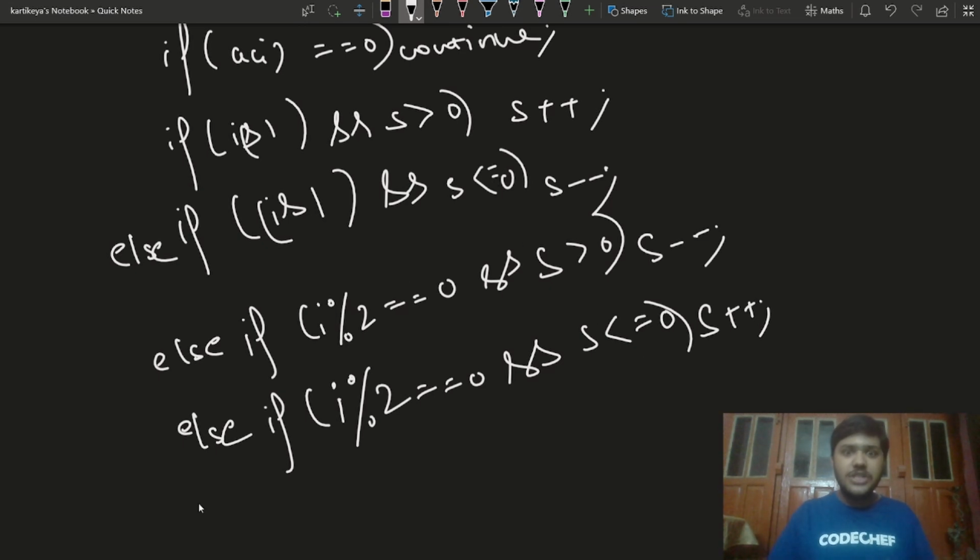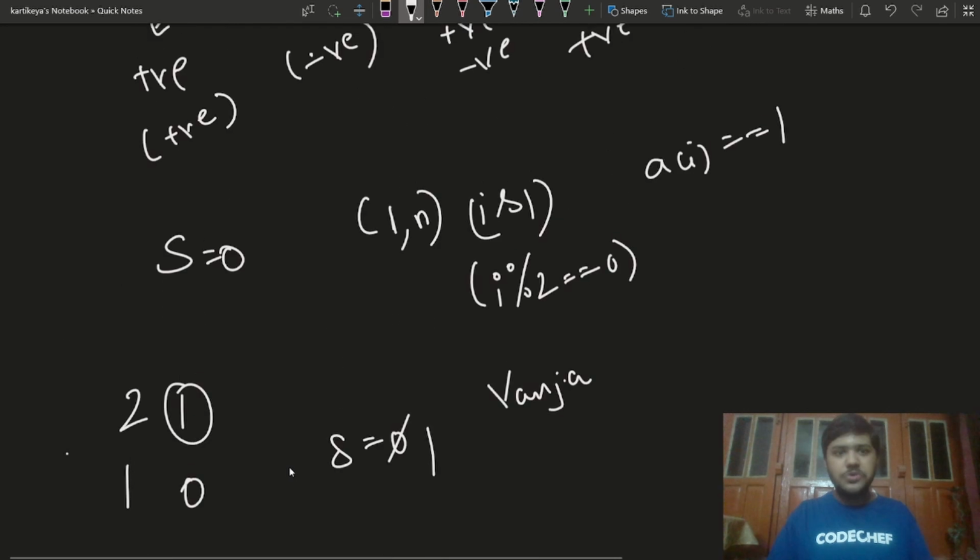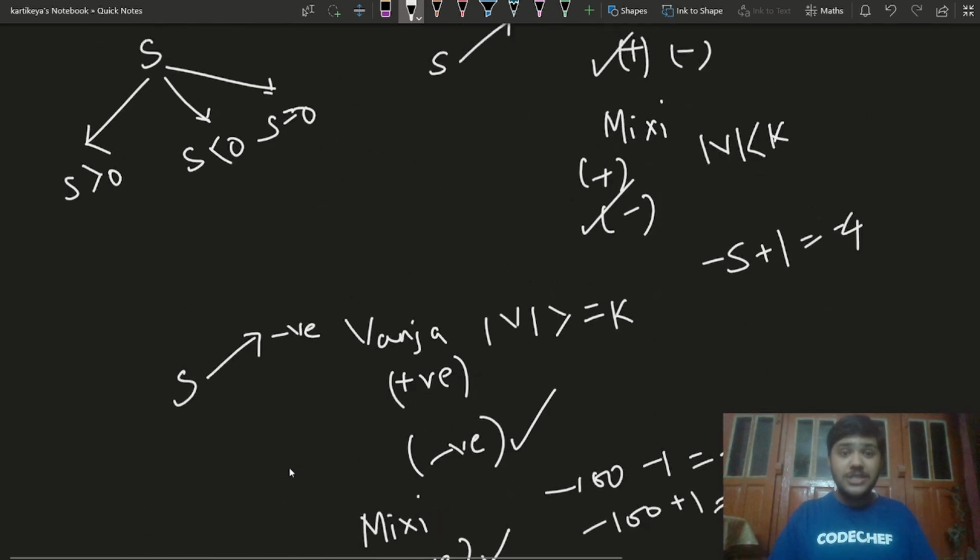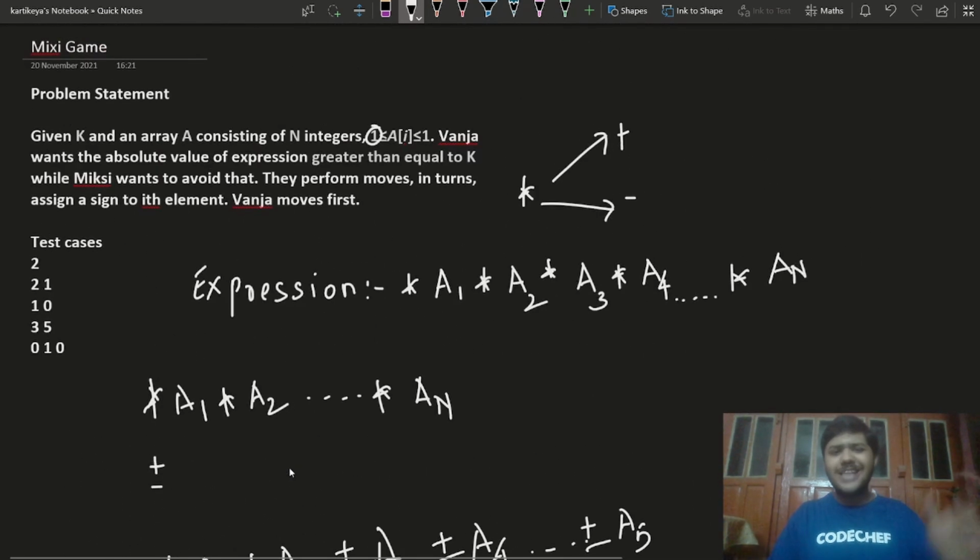Okay, so this is the code. This is the optimal approach, basically the strategy of both Vanja and Mixi. Vanja wants the magnitude to be as large as possible, whereas Mixi does not want to increase the magnitude, so they would play in that particular order.